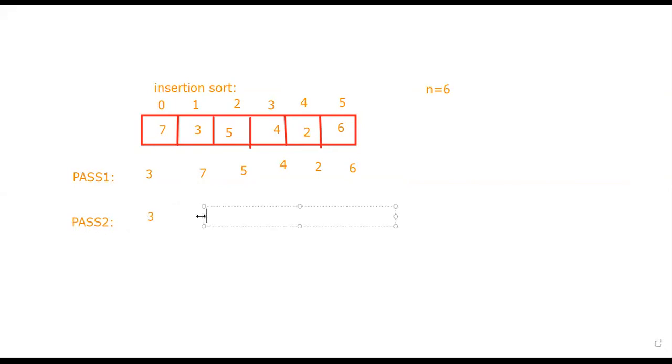Next, 7 5. Is it in ascending order? No. So simply we swap the values. 5 will be placed in the position of 7, and 7 will be in the position of 5. The remaining positions are the same. At a time only one position.